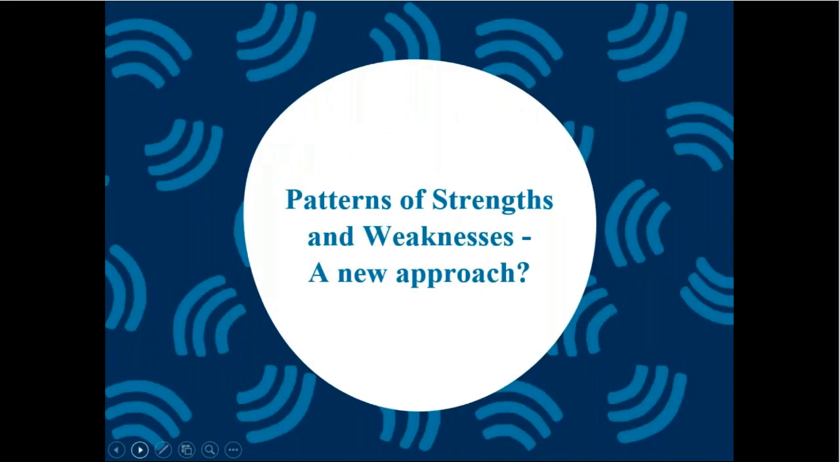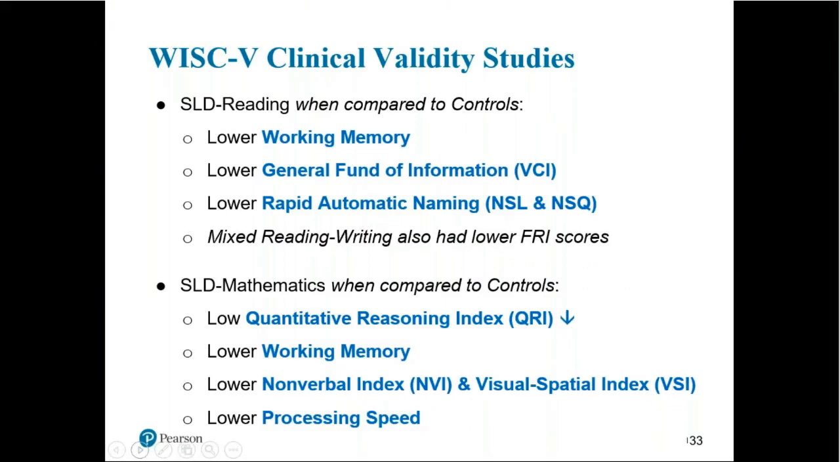So I'm going to talk now about the patterns of strengths and weaknesses, and some of you will have heard of this term before, some of you might have even given this a go, or you attempted it and just thought, it's too confusing, I don't understand it. And so the question here is, this is a new approach. Can we use this as a way of better and more accurately identifying children who have these difficulties that would fit the criteria for SLD?